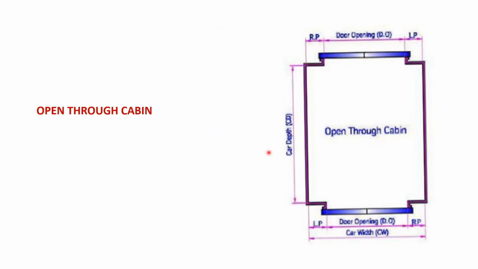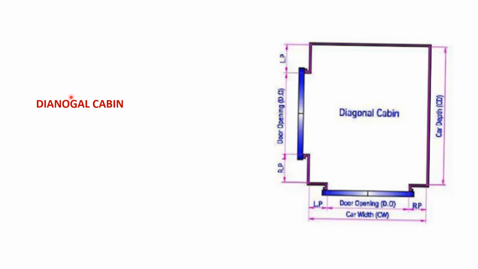In the through opening cabin type, we have two openings on either side, from the front side and the back side also. So this is one type, and another type of the system is the diagonal cabin. We know that diagonal means, so this is a diagonal. Our door operators are situated in the diagonal positions.